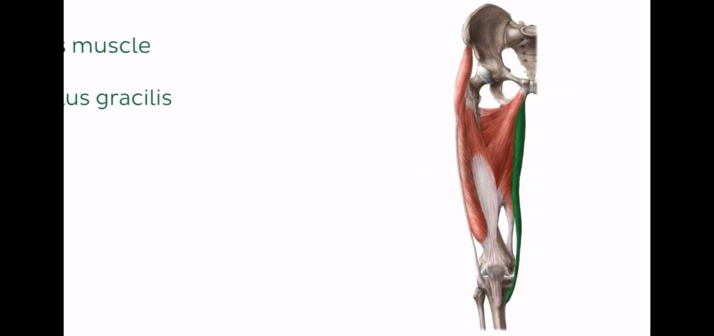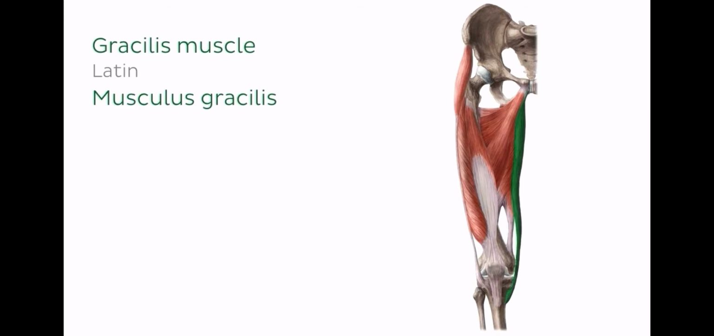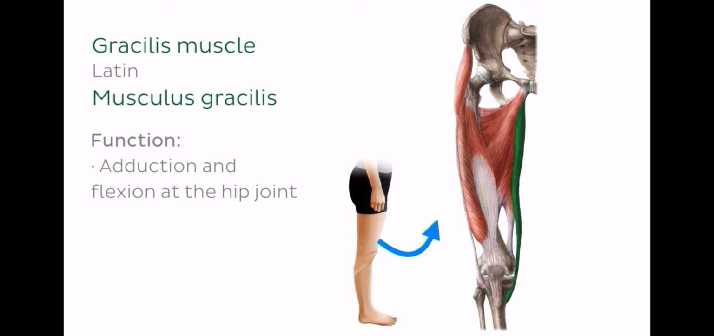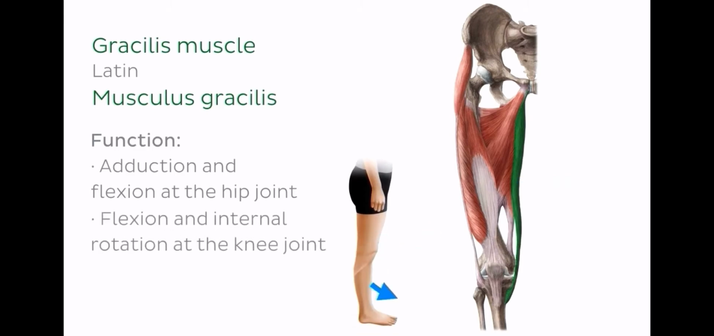Let's move on now to another muscle that's located in a leg region and is also considered a hip adductor muscle. And this muscle that you can see on the right in green is the gracilis muscle. And the gracilis muscle is the most superficial and most medial muscle of this group, and it facilitates the adduction and flexion at the hip joint. In addition to that, it also facilitates flexion and internal rotation at the knee joint.